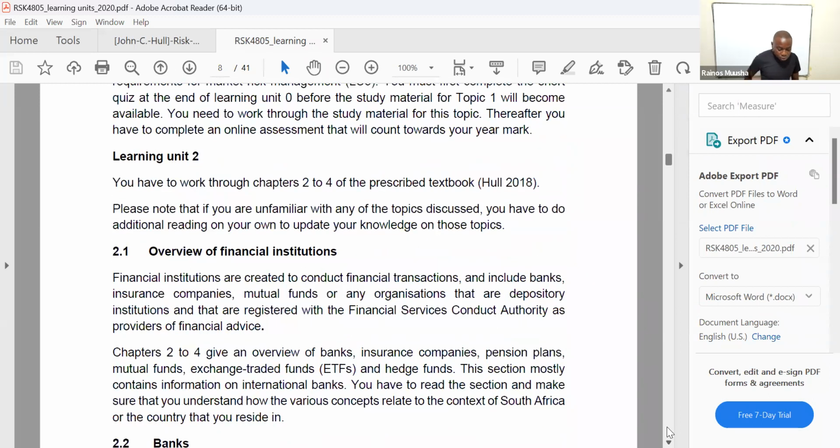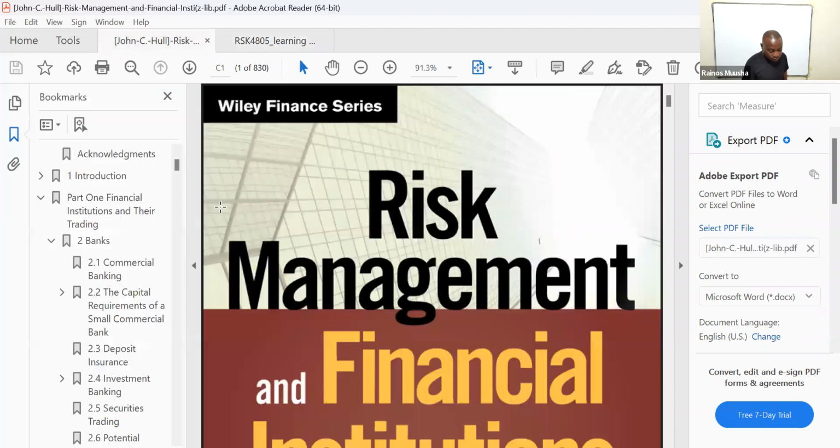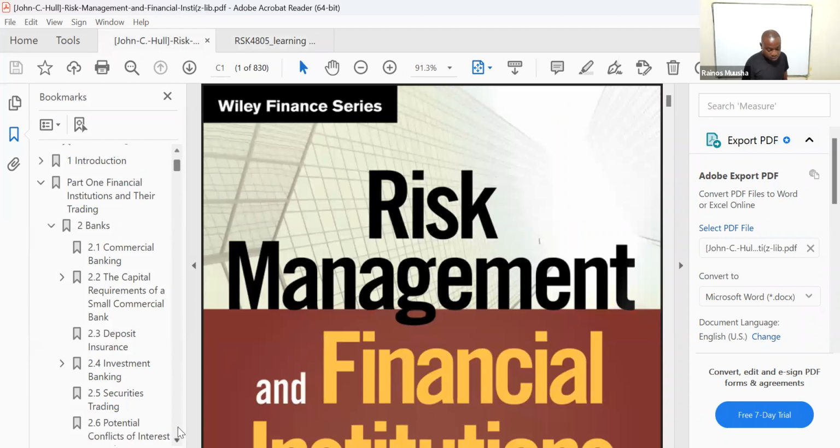In learning unit 2, they refer us to chapters 2 to 4 of the prescribed textbook. And if you look at chapters 2 to 4 of the prescribed textbook, chapter 2 looks at banks, right?